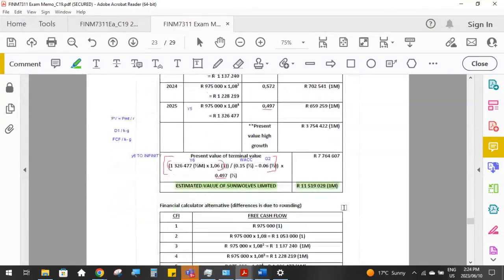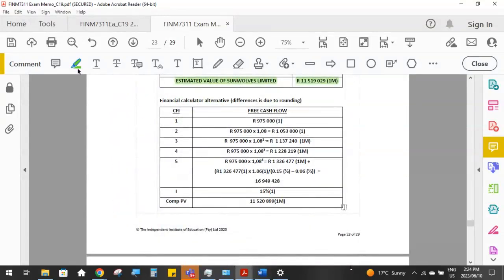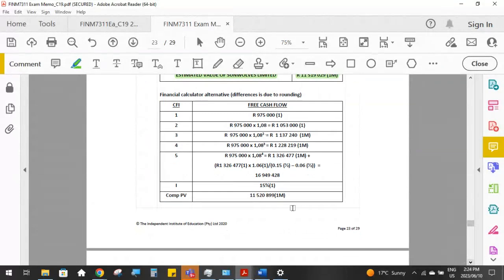Then in question, let me also just quickly show you the financial calculator version, because we've been working with these financial calculator methods for a while. You still have to do these calculations to get your cash flow amounts, and you still have to write down your formula to get the value of the terminal amount. Remember over here, this is year 5, and this value here is year 6.